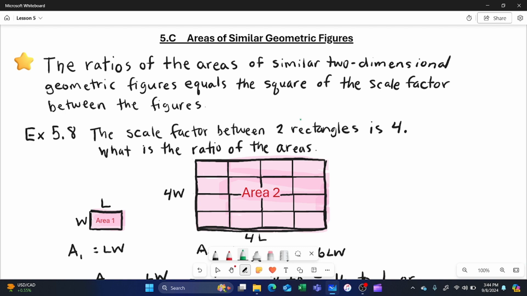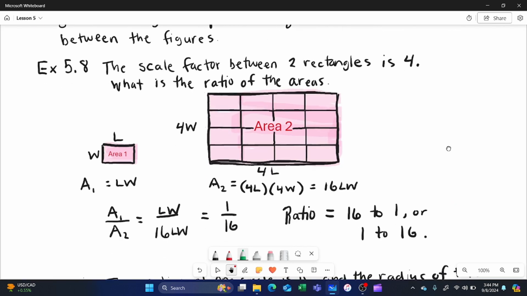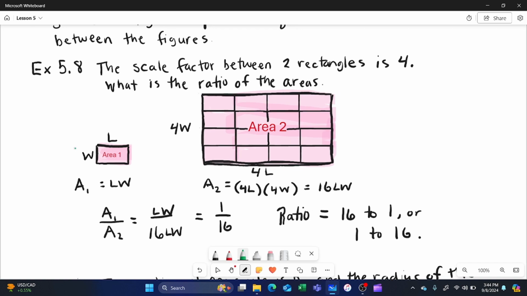Well, let me bring this up into view here. You see you have one little pink box here, and then you have 16 pink boxes here, right? Because there's only one here. Now there's 16 because this was just cut and pasted 4 times up and 4 times to the right. So you end up with a 4 by 4, which is 16. Very simply, 1 to 16 ratio, or 16 to 1.